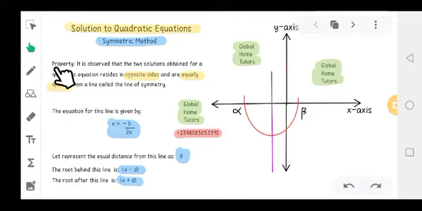So there is a very, very important property that says where you have the two solutions to the quadratic equation, there is a line that passes through their midpoint. That is, the distance from alpha to this line is the same as the distance from beta to this line. That property can be utilized in solving the quadratic equation.